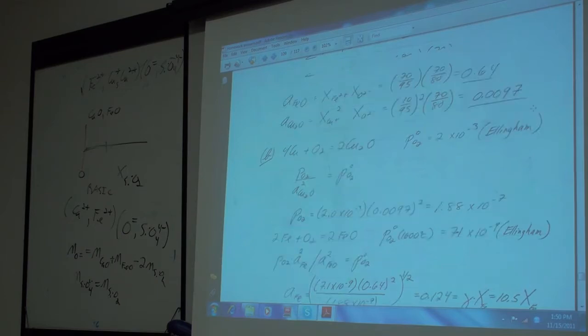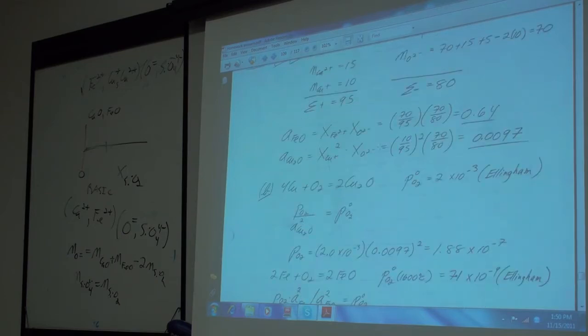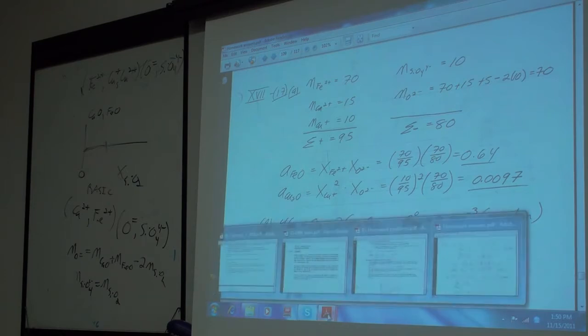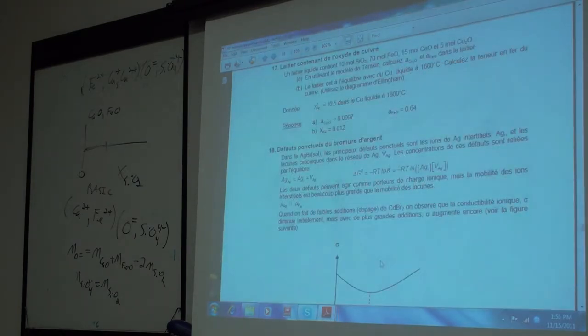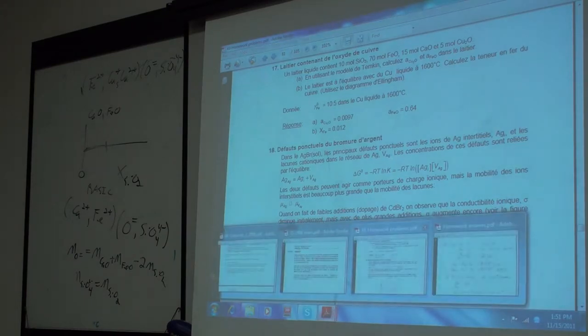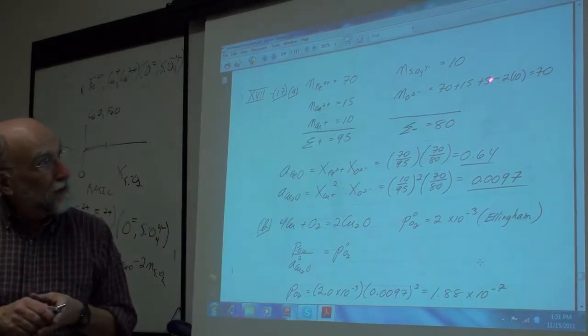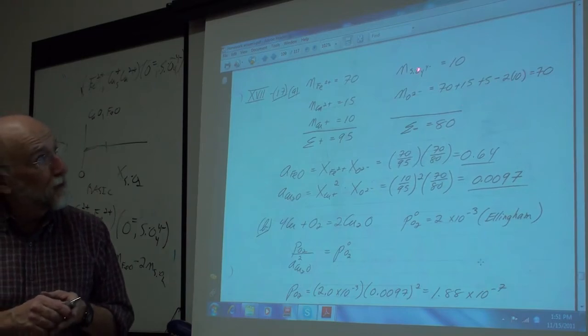Is that okay? This is the part I want to add up here. That's 5 moles of Cu2O, yeah. You have 5 moles of Cu2O, but that gives you 10 moles of copper. There's 5 moles of Cu2O, so that gives you 10 moles of copper and 5 moles of oxygen. This is 2 times the number of moles of SiO4 here.